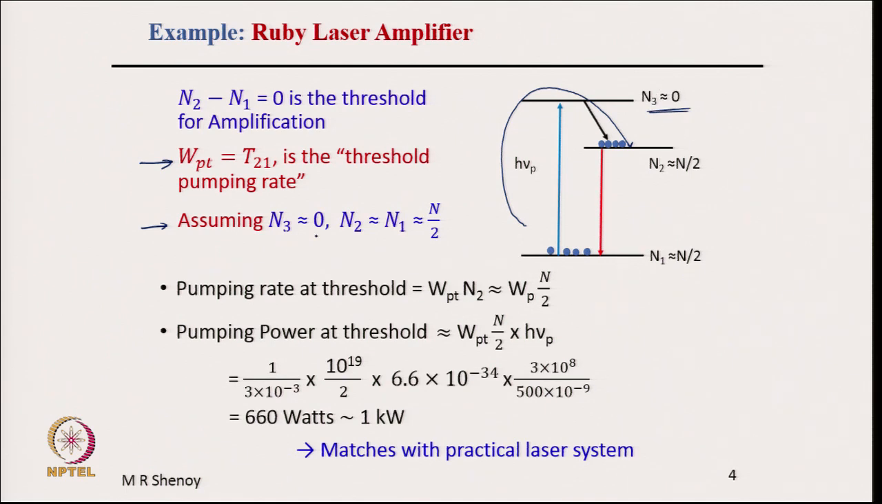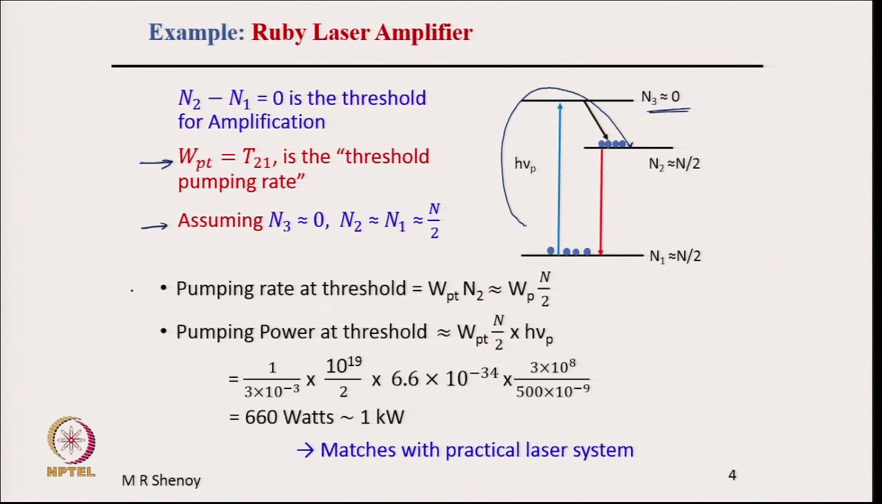And if N3 is 0, then N2 is nearly equal to N1 equal to N by 2. N is the total number of atoms. At threshold N2 minus N1 is 0. Therefore, N1 must be equal to N2, equal to N by 2. That is 50% of the atoms will be here and 50% of the atoms will be here, neglecting the presence of any atom at N3.